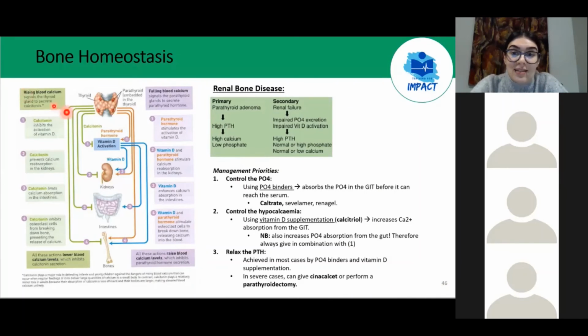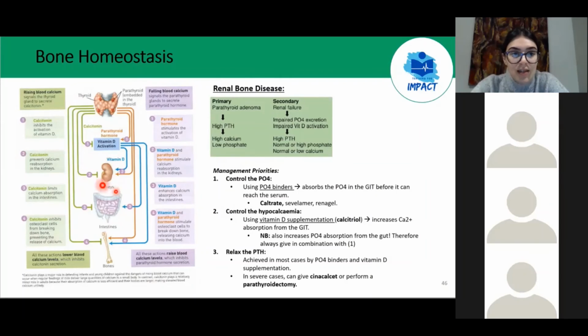Calcitonin, on the other hand, basically does the exact opposite. So it acts on the bone to inhibit bone resorption. It acts in the distal nephron to inhibit calcium reabsorption. It also acts on the proximal convoluted tubule to inhibit alpha-1 hydroxylase activity, which is the enzyme responsible for converting vitamin D into its active form. So we have less active vitamin D. And then it also acts on the gut to decrease calcium reabsorption.